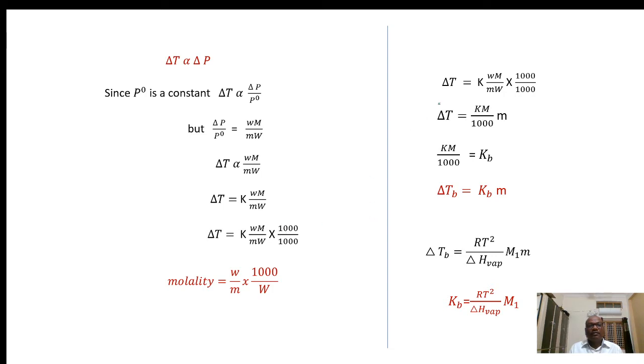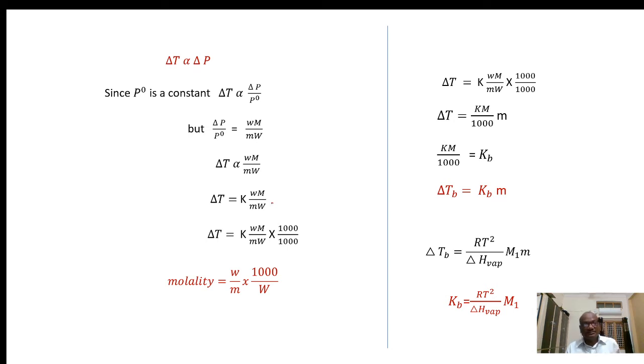So therefore, from equation number 1 and 2, delta T is directly proportional to small w capital M divided by small m capital W. Or delta T is equal to, instead of the proportionality symbol, we write K into small w capital M by small m capital W. K is a proportionality constant.